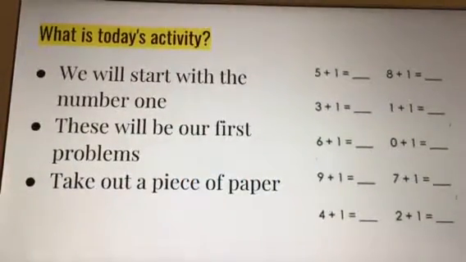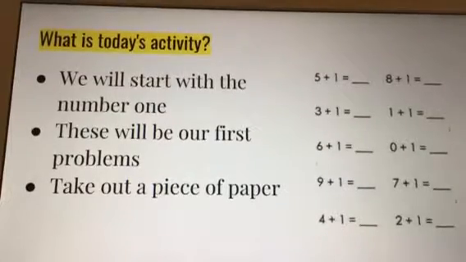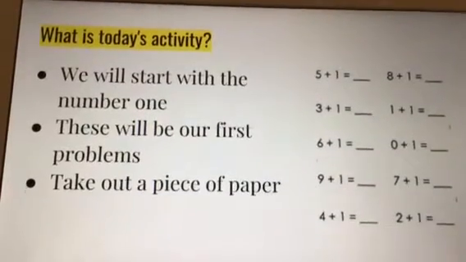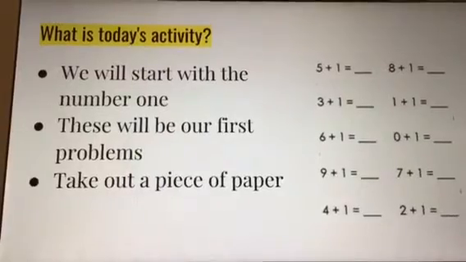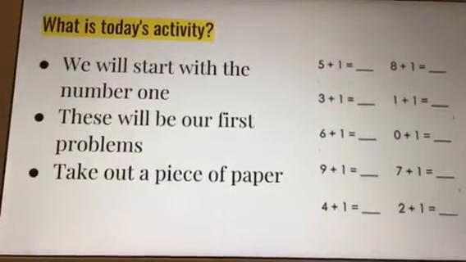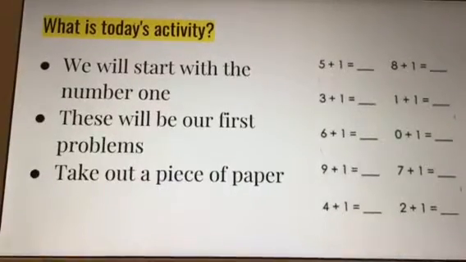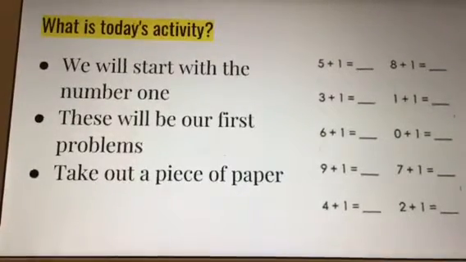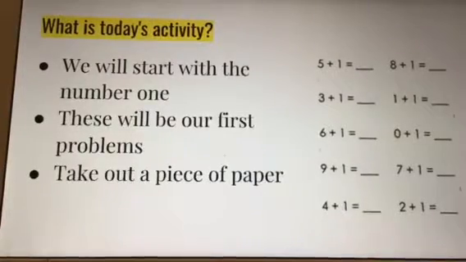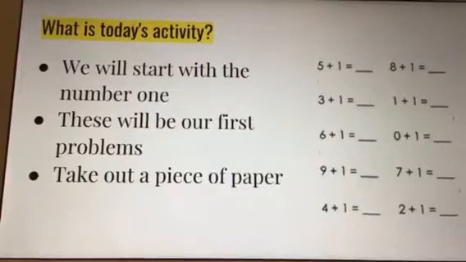So what's today's activity? We will start with the number 1. These will be our first problems to the right, so everybody take out a piece of paper and a pencil. So on your piece of paper, you will write down the problems to the right. So 5 plus 1, 3 plus 1, 6 plus 1, 9 plus 1, 4 plus 1, 8 plus 1, 1 plus 1, 0 plus 1, 7 plus 1, and 2 plus 1.